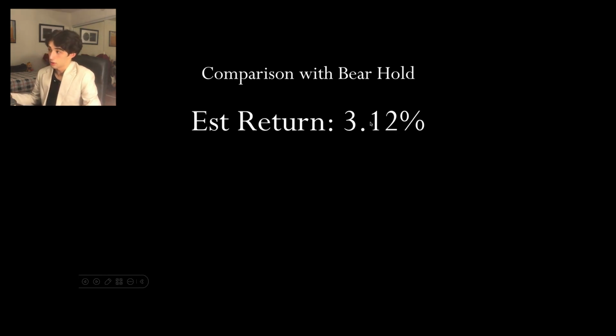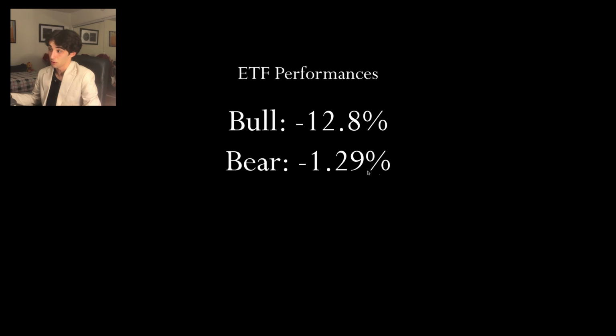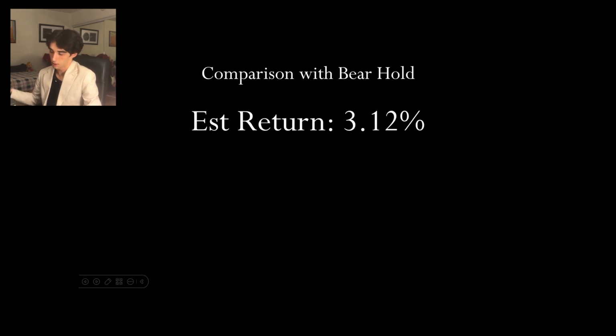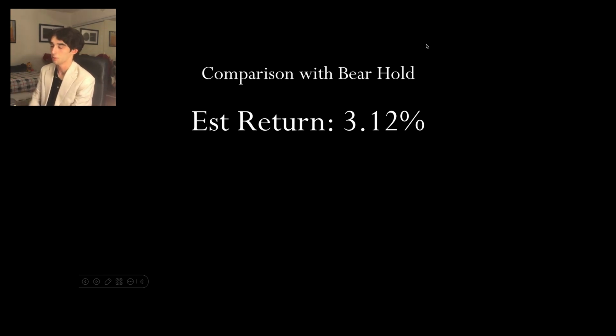If you would have just held it, you would actually be in the negative. If you only would have held the ETF, and if you would have held SPY with it, those would be your only gains, which would lead you to 3.12. And this is also assuming that you pick the right ETF to hold on to. It's kind of weird where you have SPY, and then you're holding on to a bear ETF, which is kind of counterintuitive.